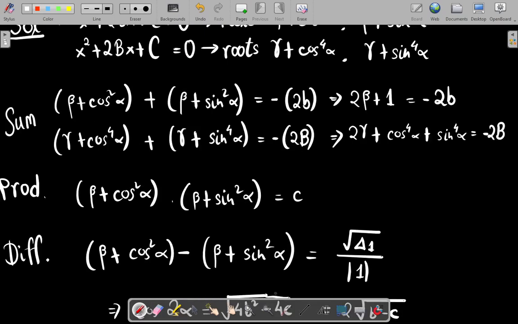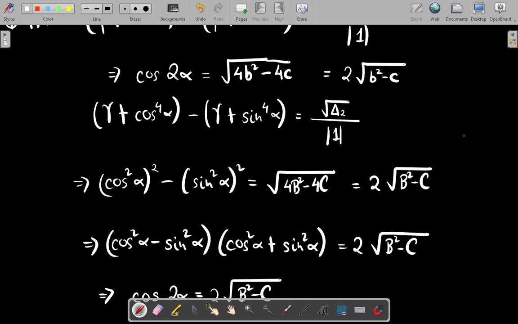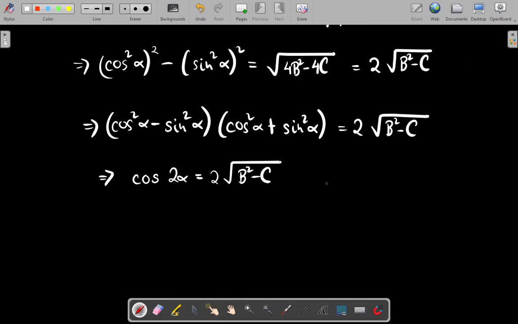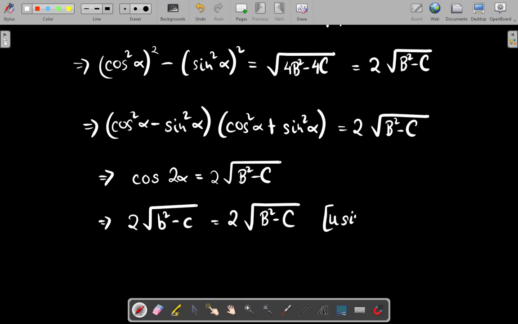Now again, we had this equation, cos 2 alpha, from the first quadratic equation, right? We had cos 2 alpha equal to 2 times square root of small b square minus small c. So we can use this here. Using this, 2 times square root of b square minus small c is equal to 2 times square root of capital B square minus capital C. This is from using equation 1.